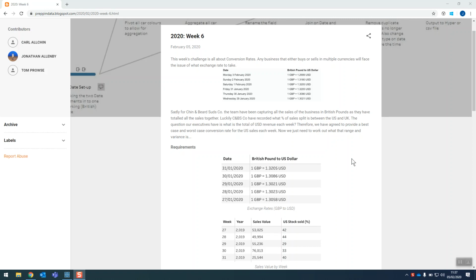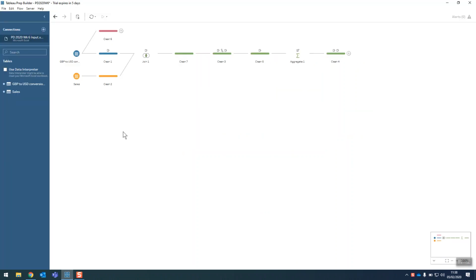For this week's Preppin' Data, we've got some information about conversion rates from pounds into dollars, and we've got some sales that are coming from everyone's favourite soap company. For the portion of sales that have taken place in the US, we need to convert the sales information that we have in pounds over to dollars. So let's look at the inputs that we've got there.